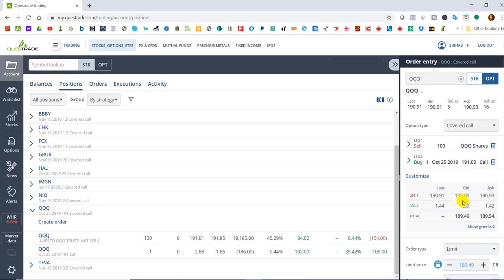So hopefully I don't have to buy back the call option like I've been doing every week. Hopefully this one will expire worthless. And then the next call option I sell will be for a higher premium and I collect more.